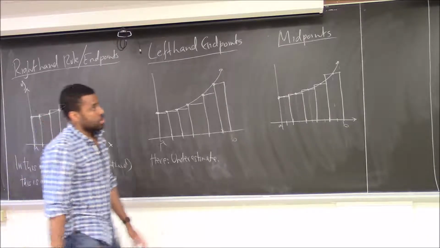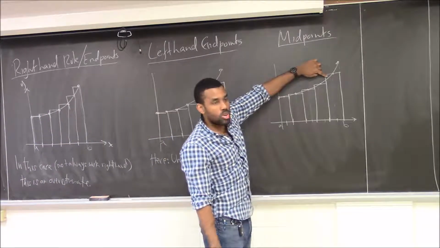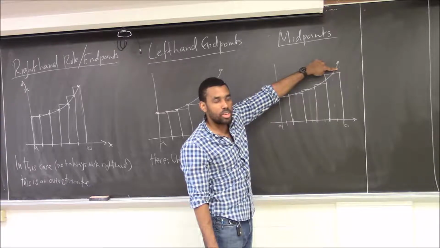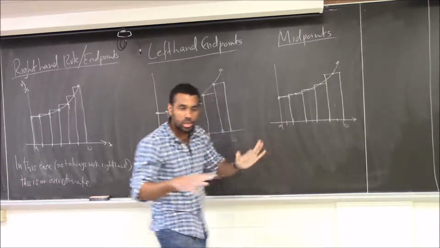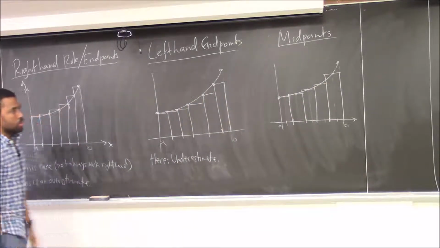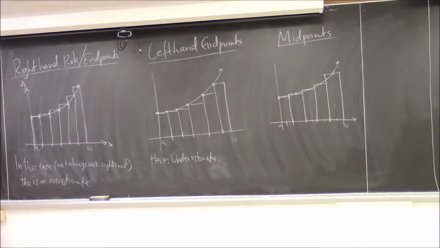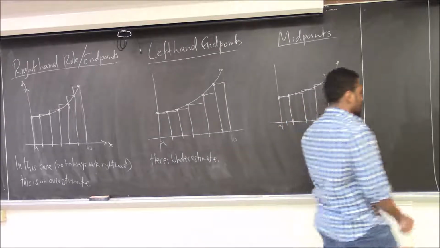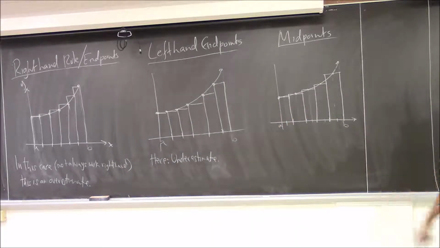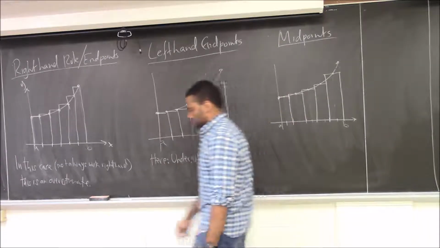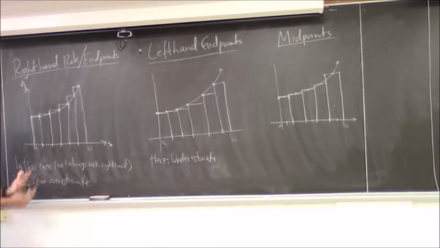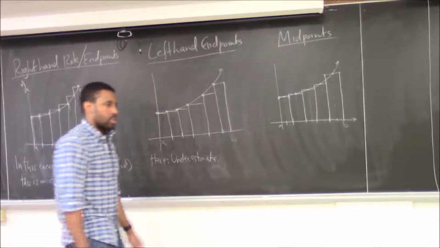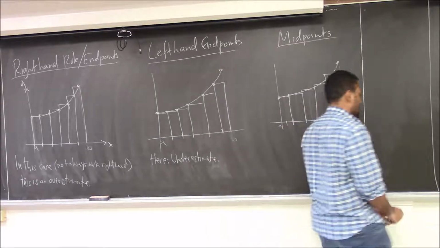You'll notice here though, it gives me an overestimate on this side but an underestimate on the other side, and the idea is these two kind of balance out. So for this particular kind of function, this one will probably give us a better answer using fewer rectangles. But that's not always the case, this is just an example. Right, so there are these three ways you can set up this process of approximating the area under a curve.